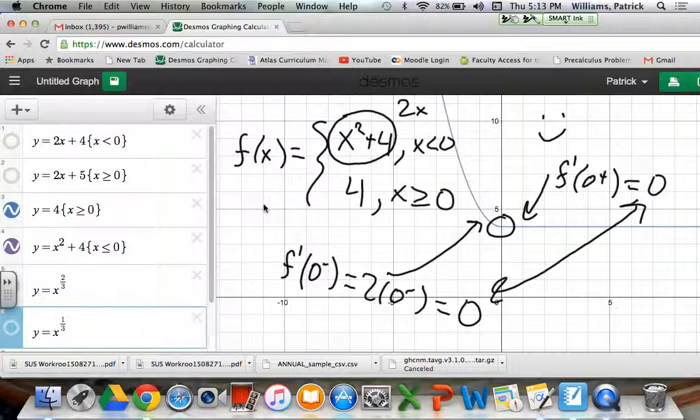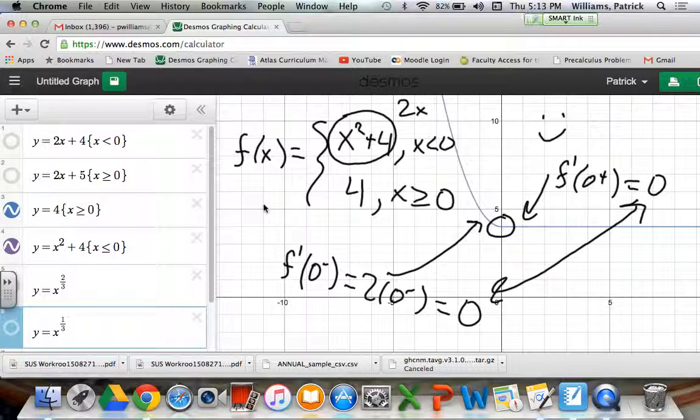Okay? So whenever you get piecewise functions and you're looking for differentiability, do an analysis like what we did right here. Look at the derivative at the left and the right of those connecting points in the piecewise function. That'll tell you whether or not the function is differentiable.